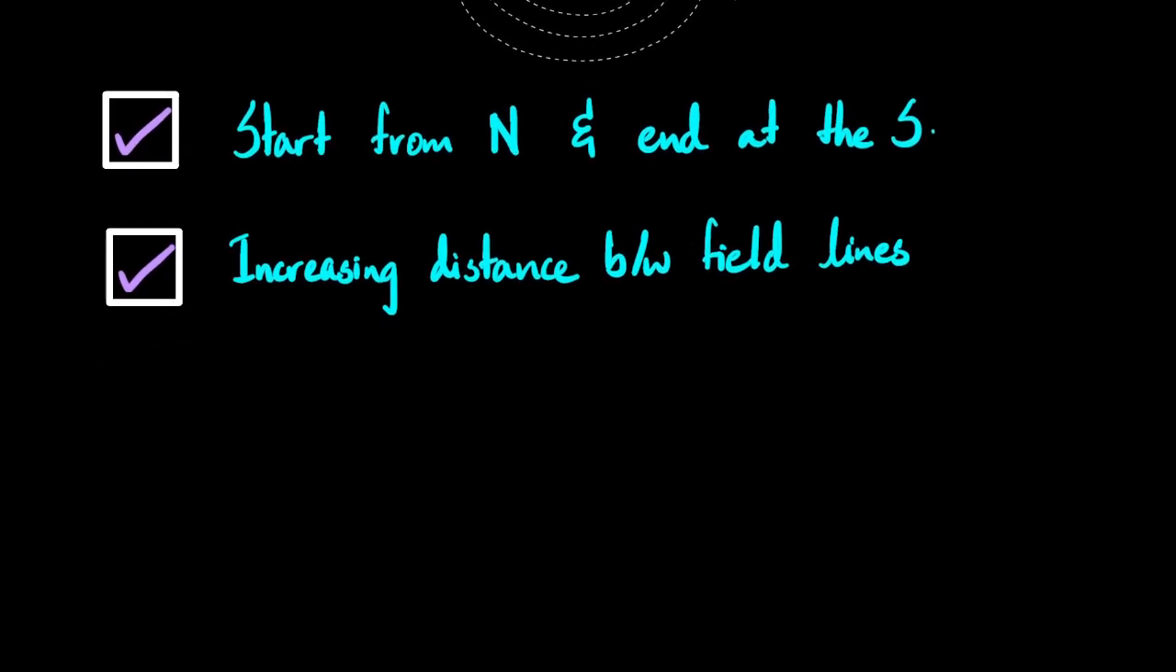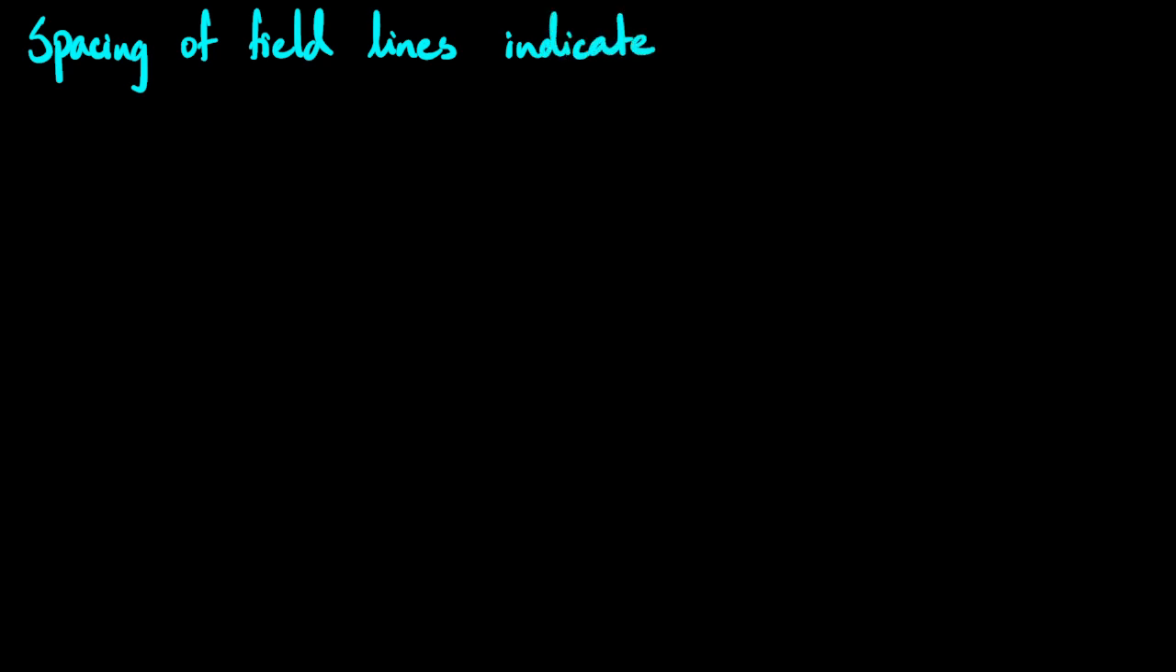So let's have a look at some common field patterns between different arrangements of the poles. As we said above, the distance was increasing because the magnetic field strength was reducing. So the spacing of the field lines, how far apart the field lines are, indicates the magnetic field strength, how strong that field is at that given point.